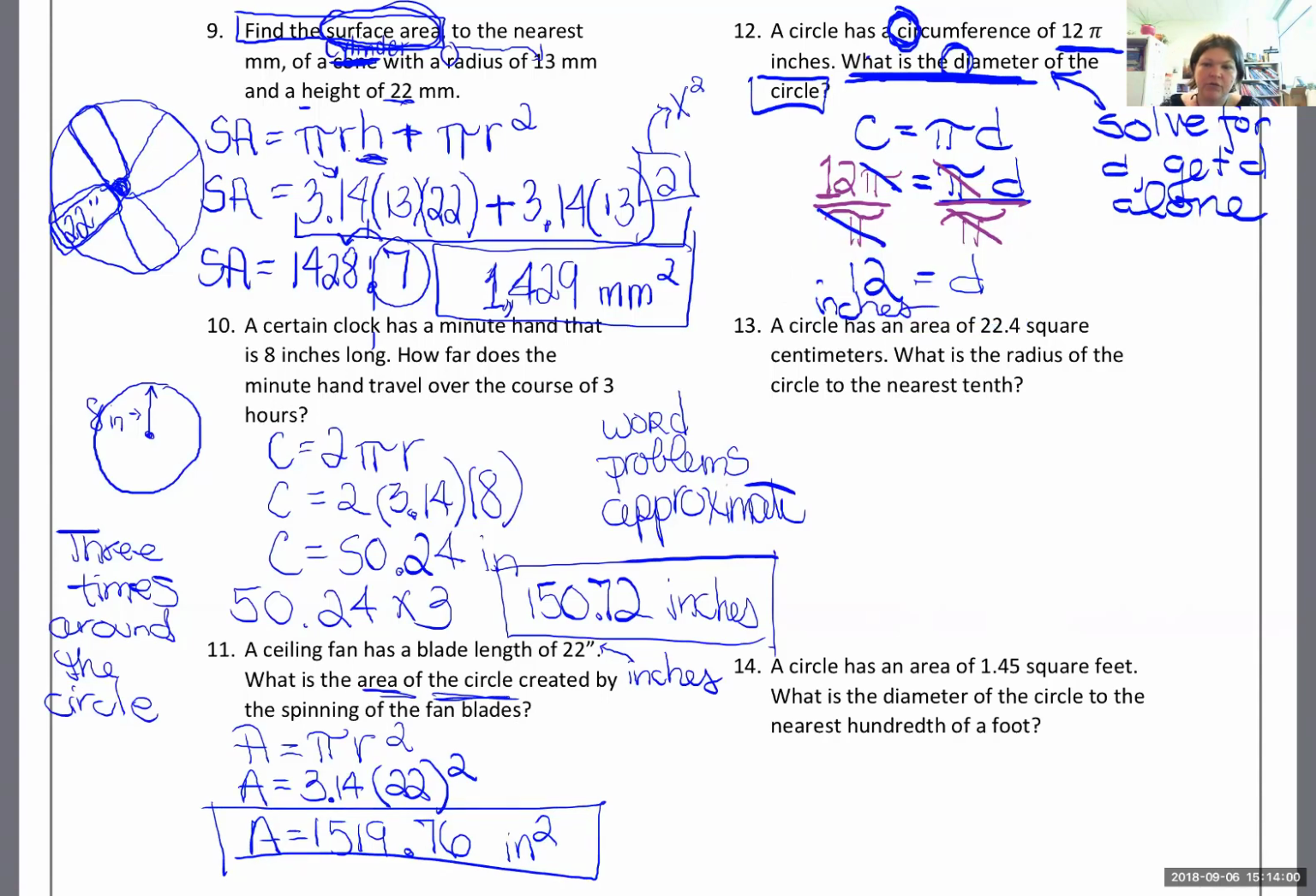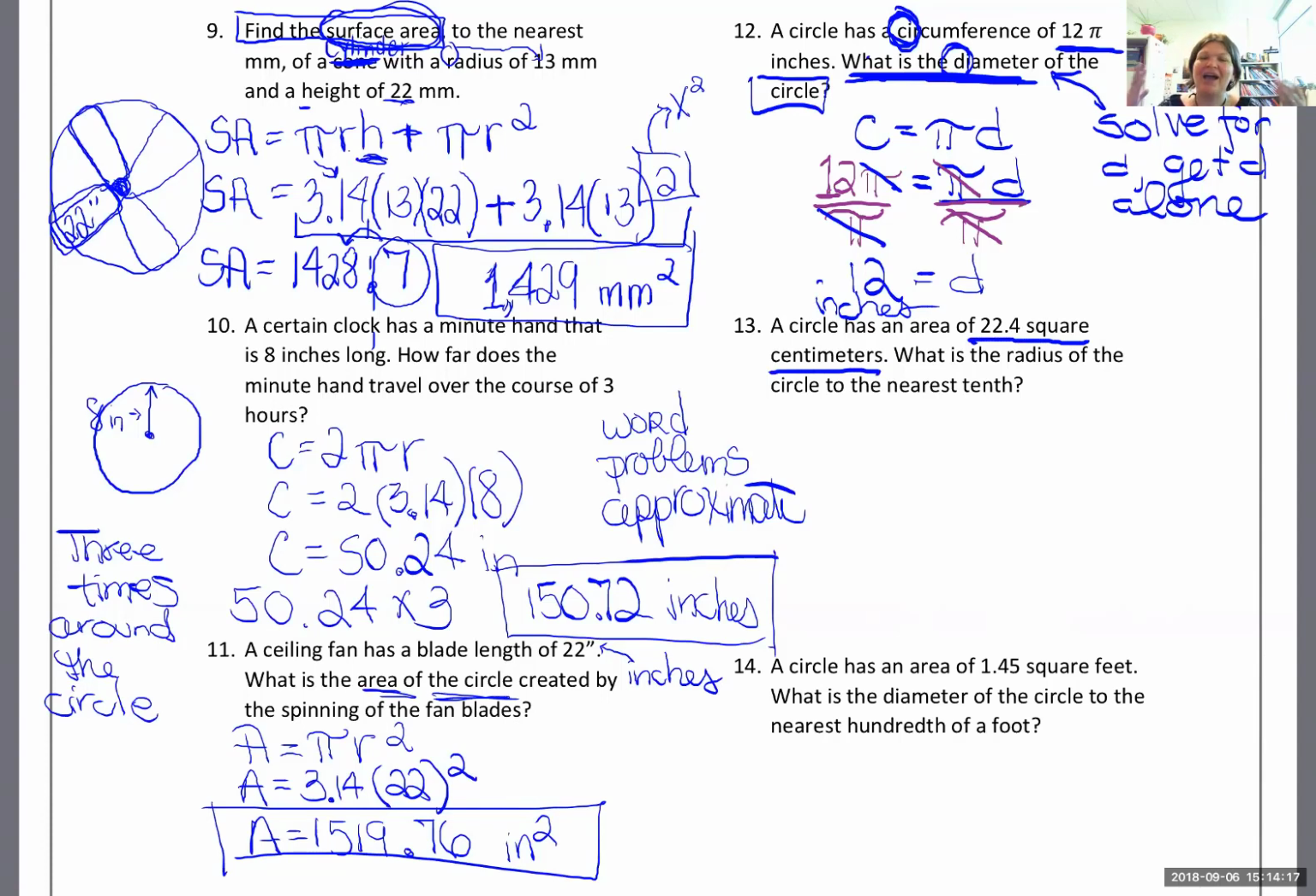So 13, we'll try this one. A circle has an area of 22.4 square centimeters. No pi. We'll have to use a calculator, but at least it'll be familiar ground, huh? Okay, what is the radius of the circle to the nearest tenth?